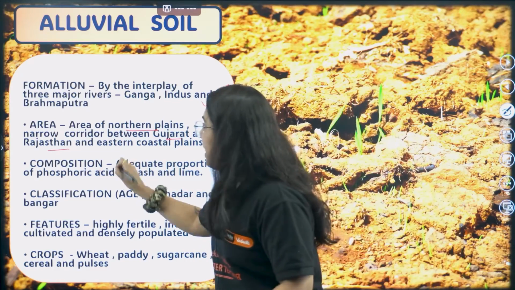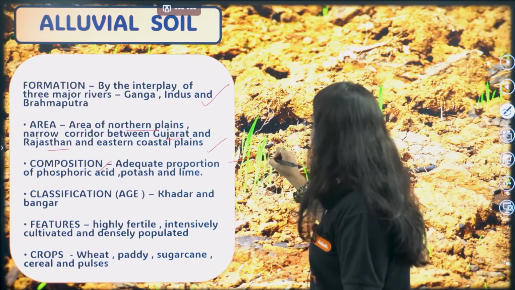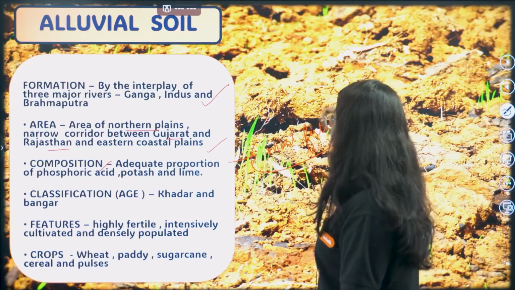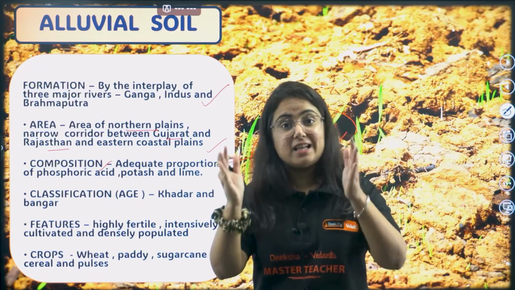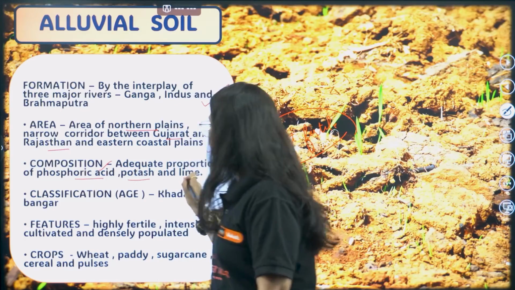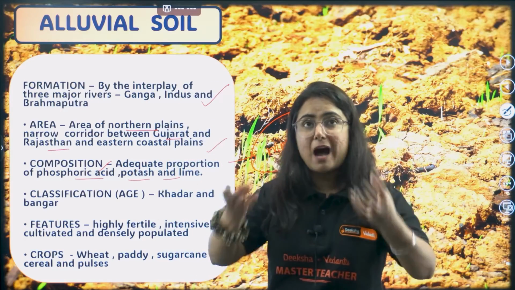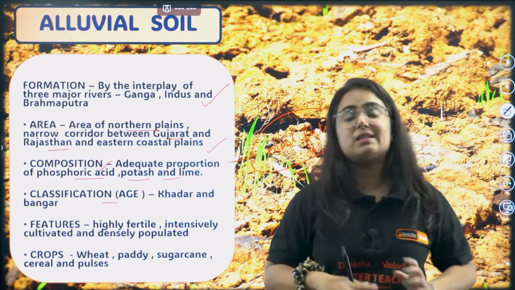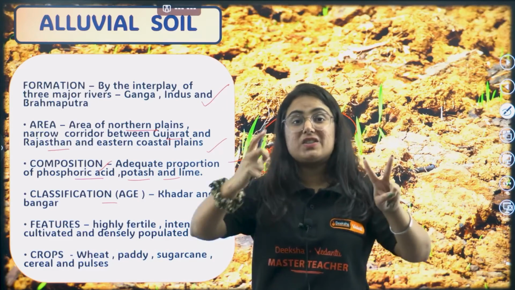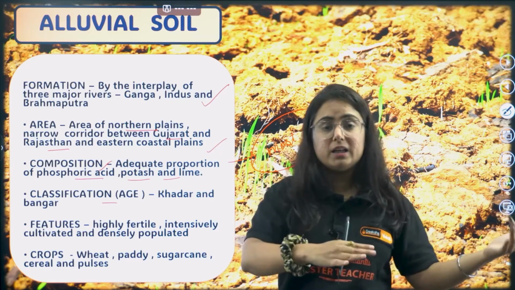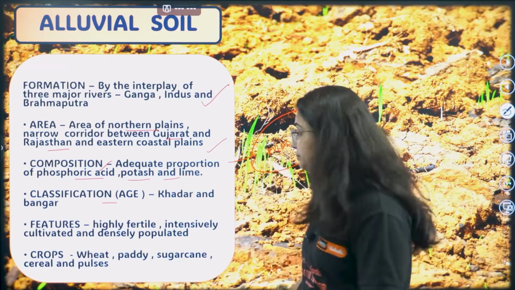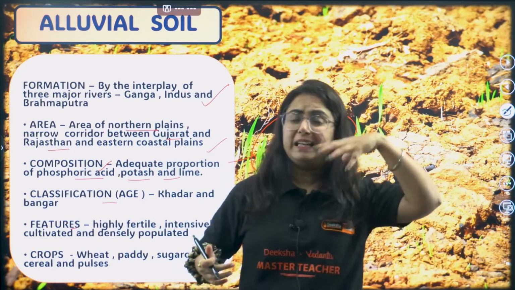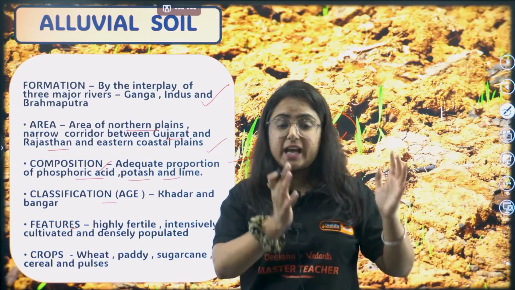Okay, talk about composition. My dear students, this is the most fertile soil found in India, because it has an adequate proportion of phosphoric acid, potassium, lime. What is needed to have a balanced proportion for a good soil? Okay, classification. You can classify alluvial soil on the basis of its age as old alluvial, Bhangar, and new alluvial, Khadar.